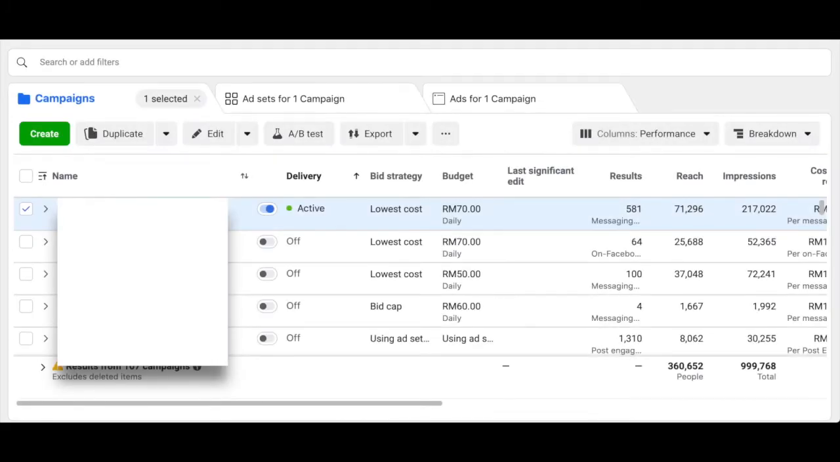So how do we do audit? Let's take a look at this campaign. This is how we start in doing Facebook ads audit. Basically, this is Facebook Ads Manager. I want to quickly walk you through how we look at numbers.